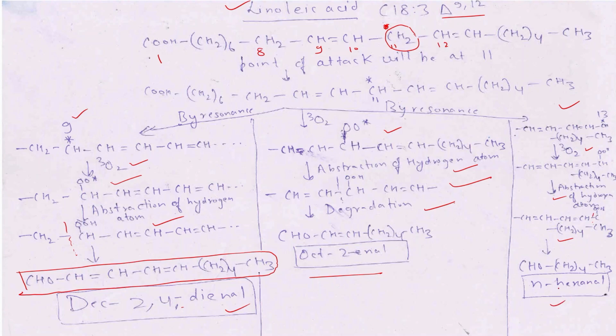So during autooxidation of linoleic acid, there are three hydroperoxides which are possible, or we can say that the formation of three aldehydes is possible. One is decadienal, then octenal, and then hexanal.